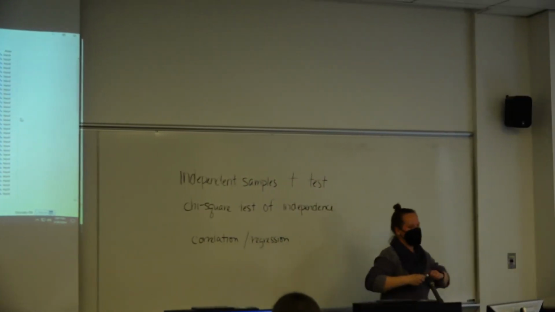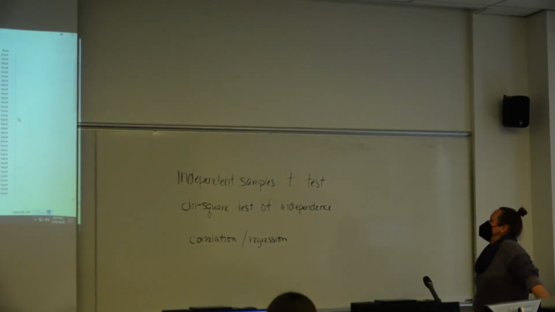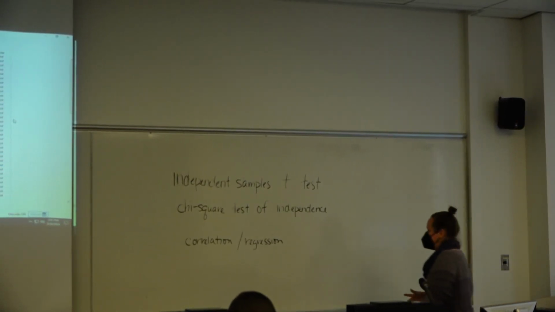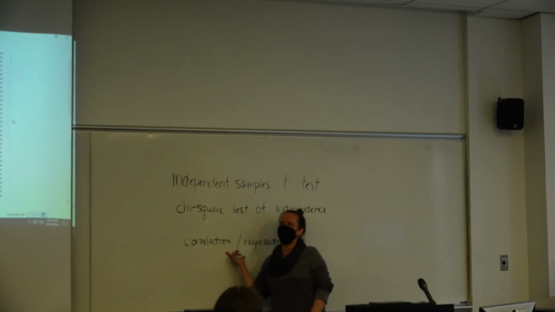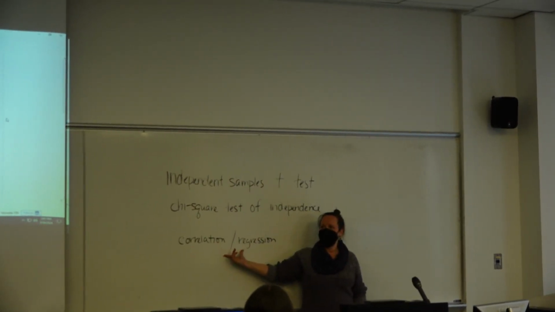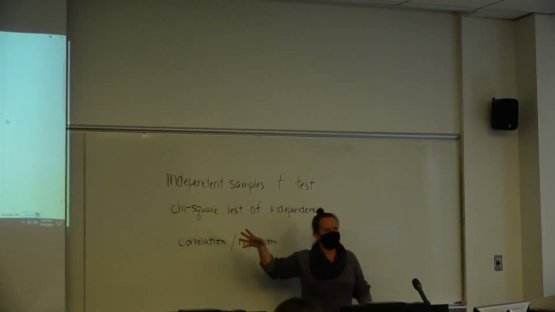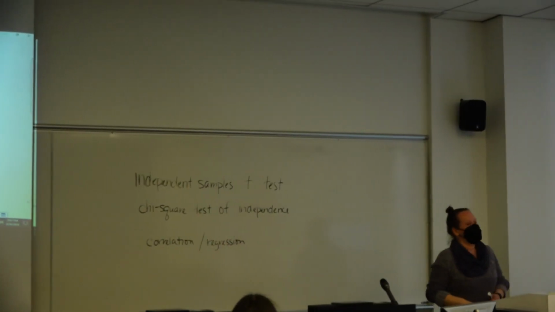So we're going to take a look at the independent samples t-test, the chi-square test of independence, and then correlation and regression, which are technically two different analyses, but they really are very, very highly related to each other. Regression kind of builds off of what correlation starts you doing.